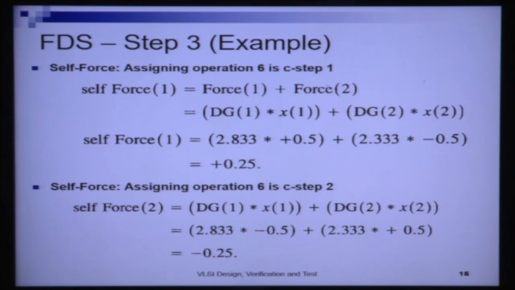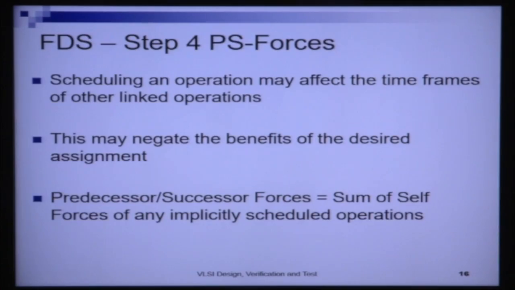So, we find that the self force corresponding to operation 6 is lower in time step 2 than in time step 1. After we have found out the total self force for the operation, we have to find out the predecessor successor forces. Now, what are these? Scheduling an operation may affect the time frames of other linked operations, right.